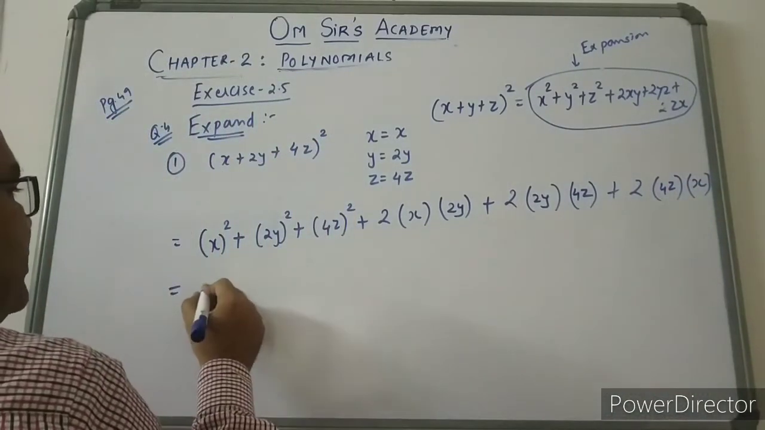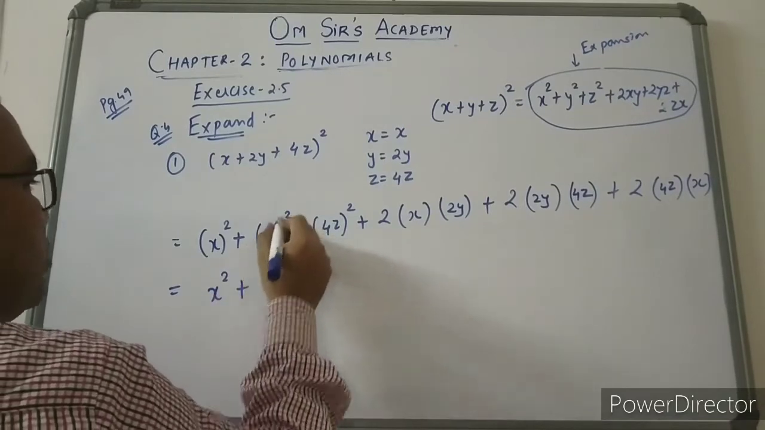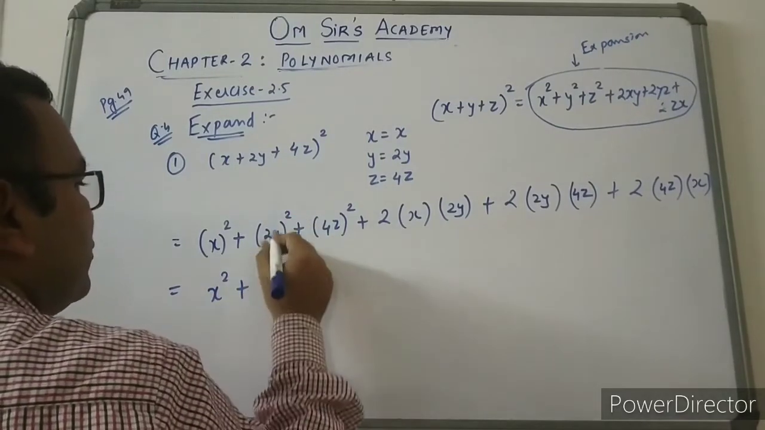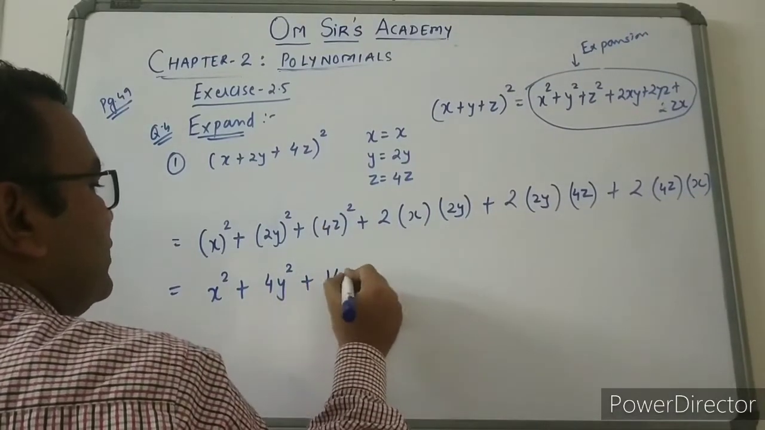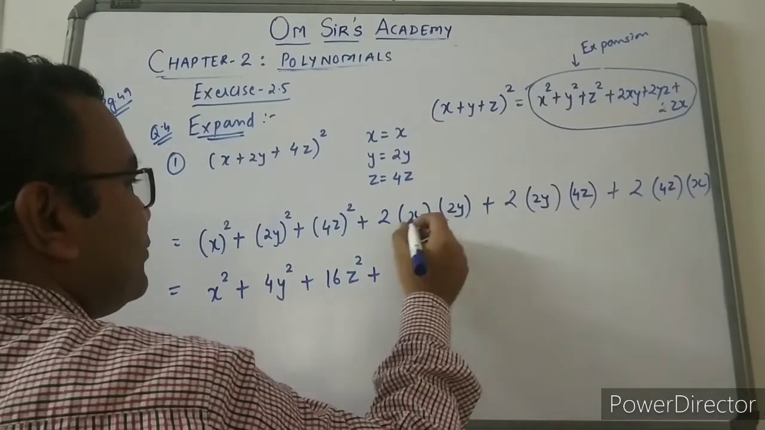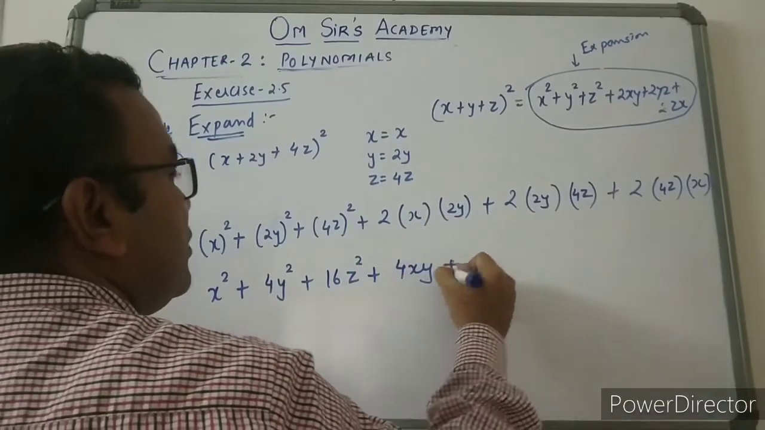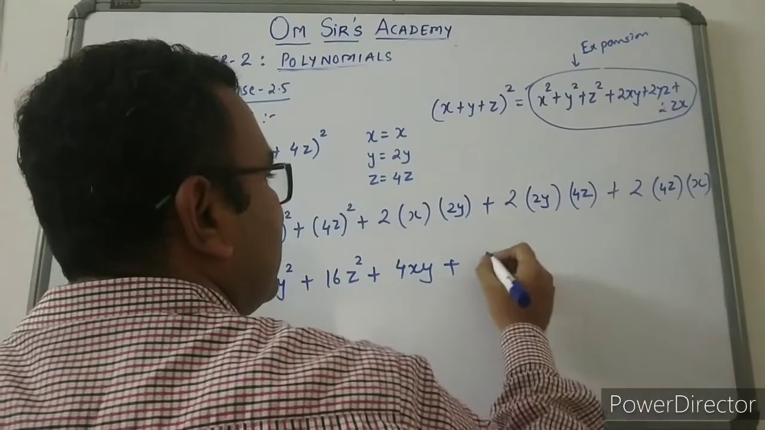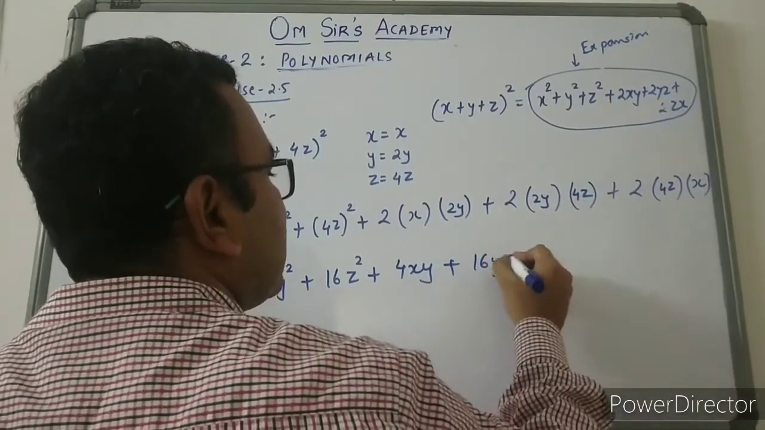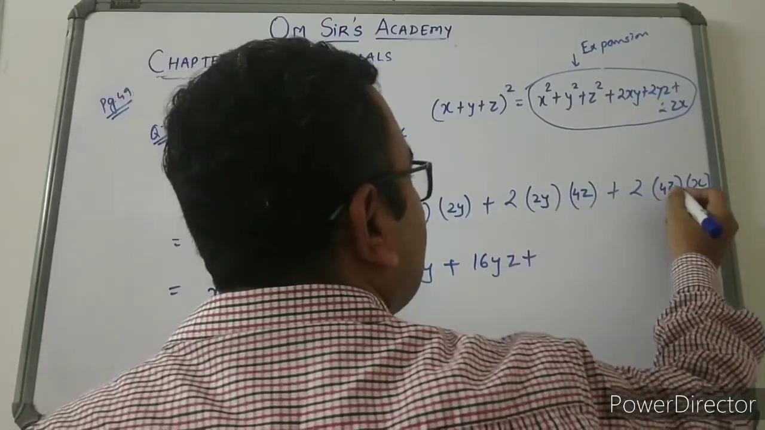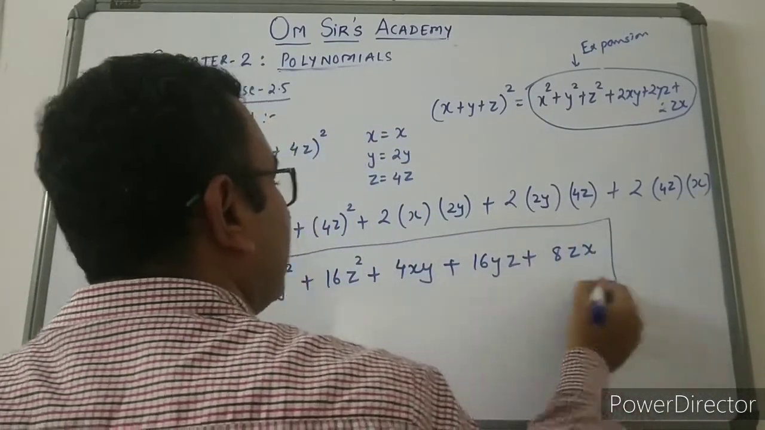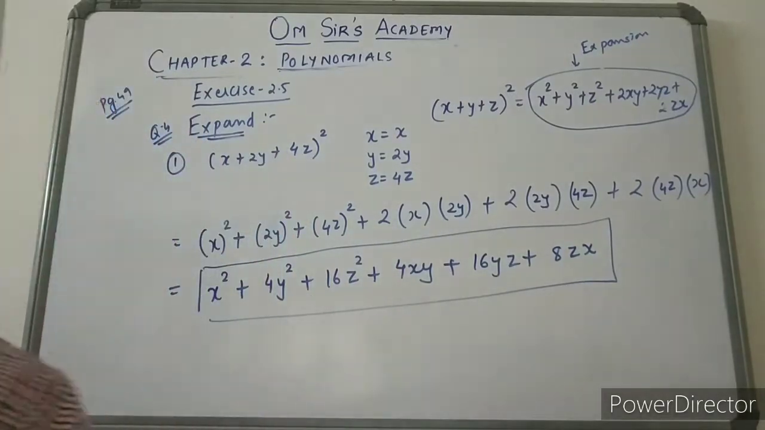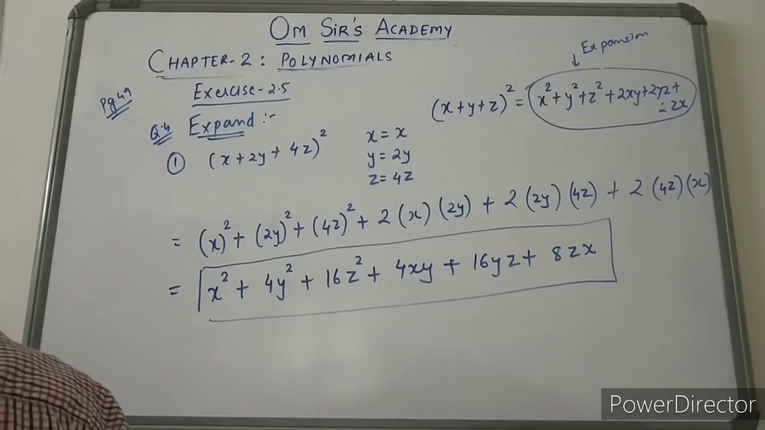Okay, so x the whole square is x square. 2y square will be what? 2 square is 4, so 4y square, plus 4z square will be what? 4 square is 16, so 16z square, plus 2 twos are 4 into xy is 4xy, plus 2 twos are 4, 4 fours are 16yz, plus 2 fours are 8 into zx is 8zx. So this is my answer. This is my expansion of x plus 2y plus 4z the whole square. So hope it is understood, friends.